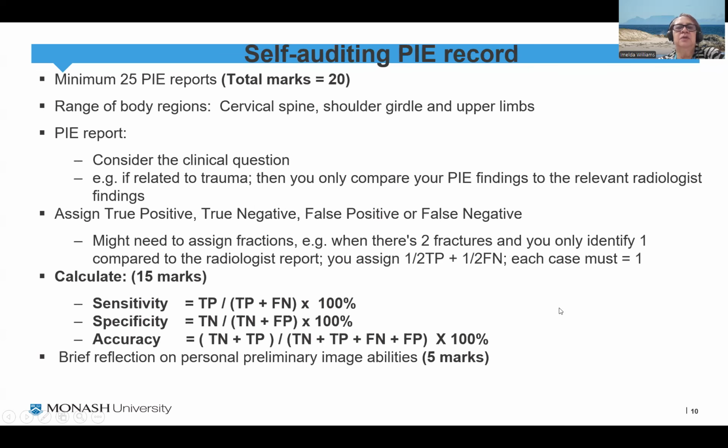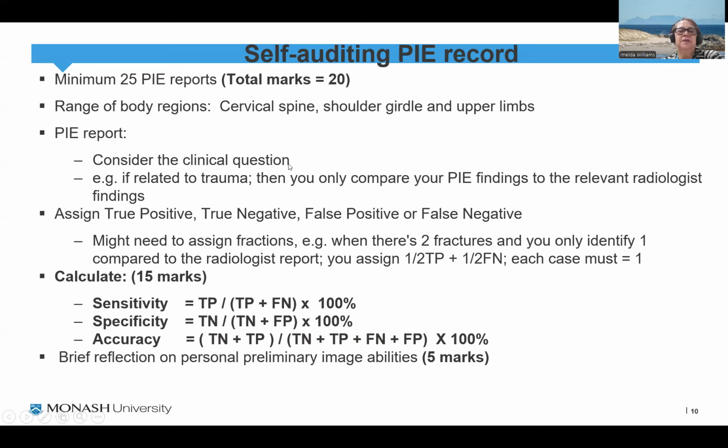So the sub-auditing PIE record, you'll have your 25 PIE reports in a table. And so the overall marks for that record is 20. And of course, it should only cover the body areas applicable to this unit, which is the cervical spine, shoulder girdle, and upper limb. And then for the PIE report, I've mentioned the clinical question.